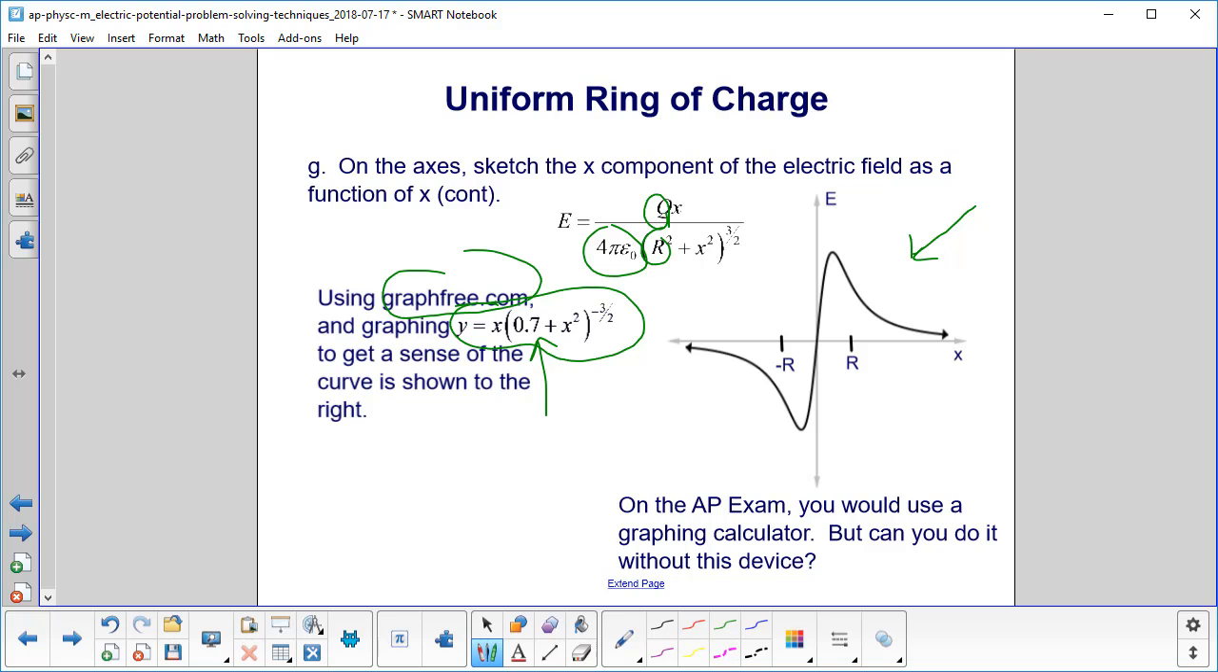But can you do it without this device? And also, you may be asking, why is the electric field negative down here? Well, that's just a function of the math. Because we know the electric field will be positive on either side of the loop. It's a positive charge. But check this out. On this side of the y-axis, x is negative. So if I put a negative value in for x, that will give me an electric field that is down here. So in reality, the electric field is positive, but this makes it look mathematically as if it's negative.